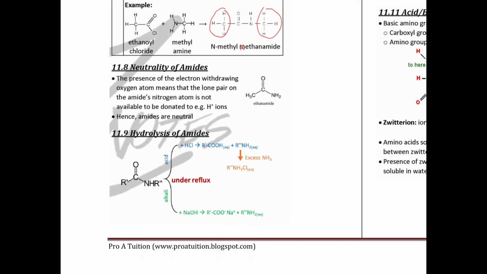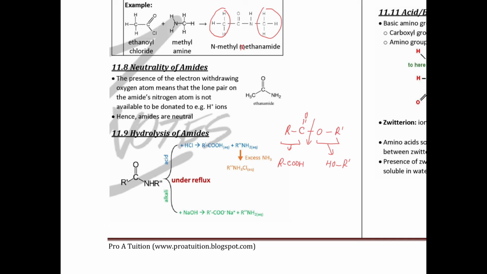Hydrolysis of amides. Hydrolysis of amides is very similar to hydrolysis of ester. You know, ester is R, C double bond O, and then O, R prime. This is ester, right? We break down over here, and this part will form the carboxylic acid, RCOOH, and this part will form the alcohol, R prime OH. So that is what happens to ester during hydrolysis.